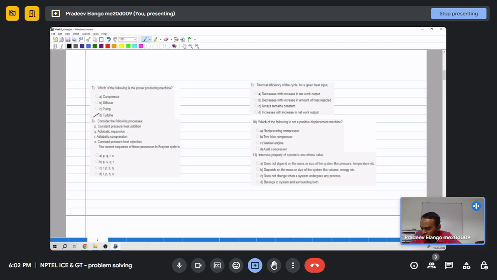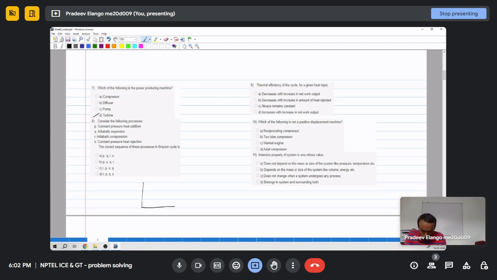Consider the following processes. P is constant pressure heat addition, Q is adiabatic expansion, R is adiabatic compression, S is constant pressure heat rejection. The correct sequence of these processes in the Brayton cycle is: what is the sequence of the Brayton cycle processes?